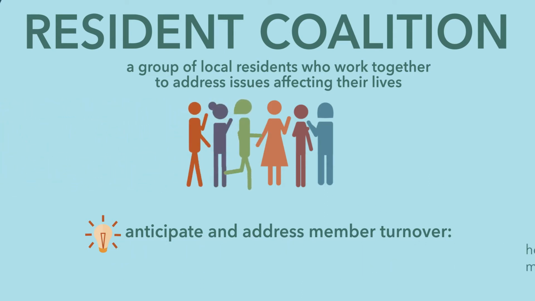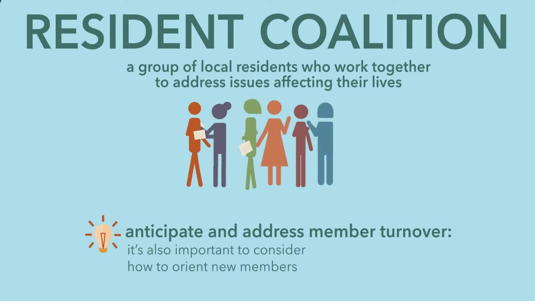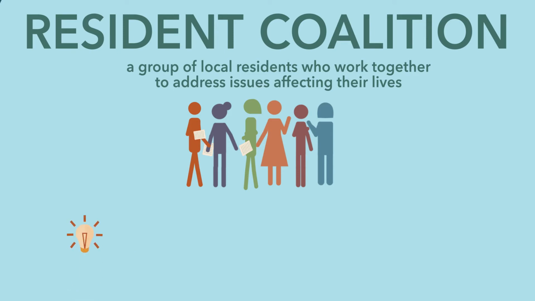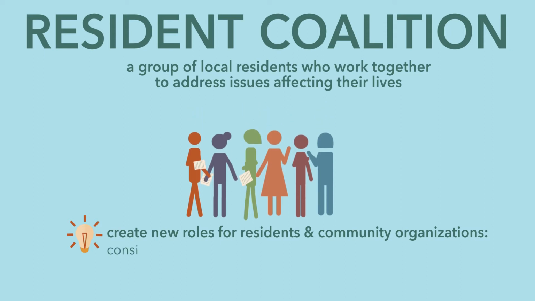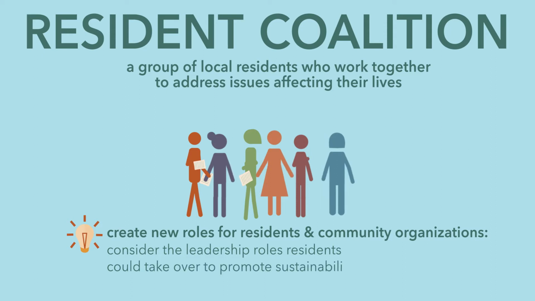As you recruit, it's also important to consider how to orient new members so the transition process is as seamless as possible. Another way to promote sustainability is to create new roles for residents and community organizations to support the resident coalition. First, consider the leadership roles residents could take over to promote sustainability. For example, residents can co-facilitate meetings, remind members of their action items between meetings, and share updates, questions, and strategy ideas with local collaboratives and organizations.